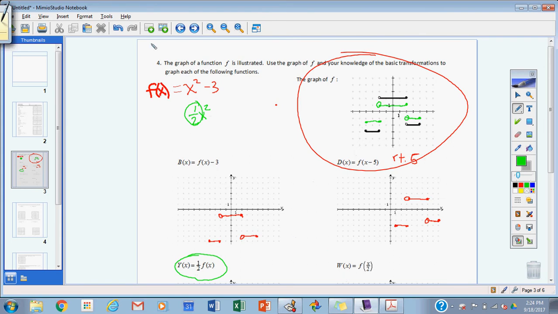All right, this next part. So let me back off of that, and I'll do this in a different color. So this next part in blue here is the same thing as saying f of 1/2 x. Okay, well what's that do? That's the b value. The b is 1/2. So what we're doing is a horizontal stretch or compression.